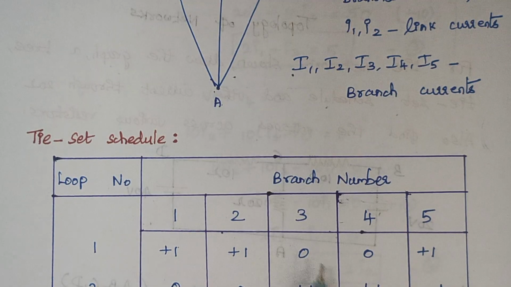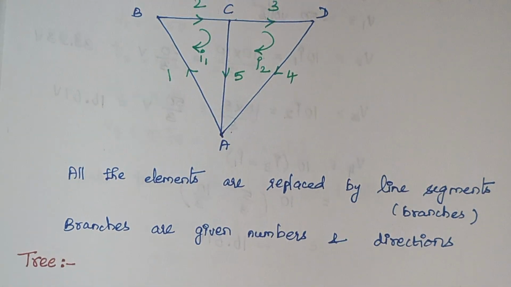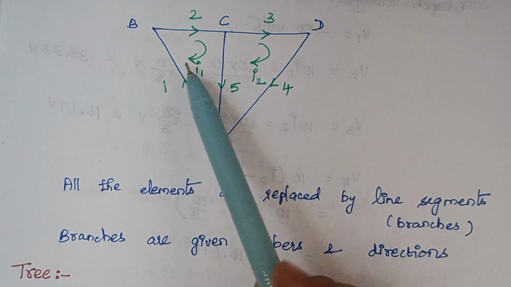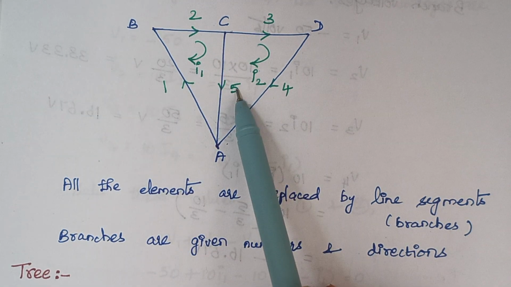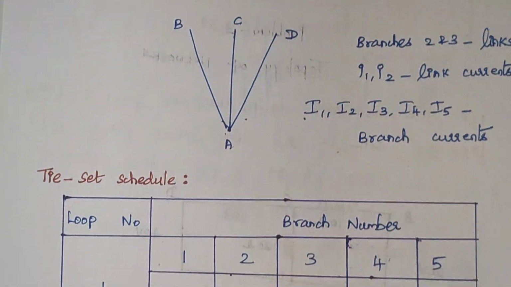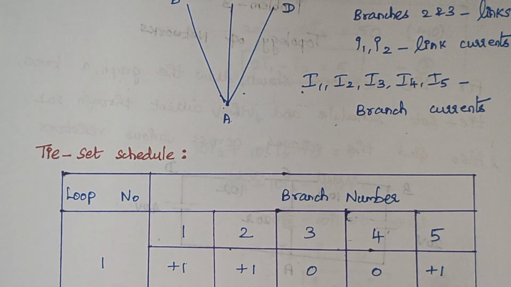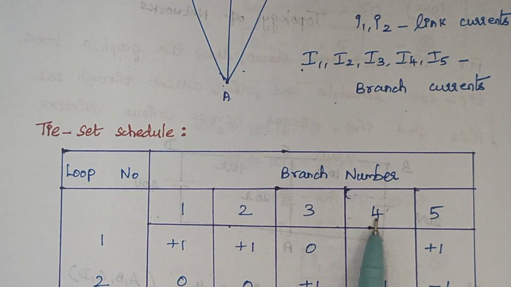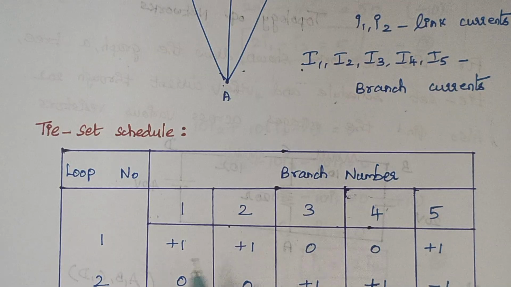Right, let us go by branch numbers, okay, that will be fine, right? So 1, 2 and 5 are the branches which form loop 1. So in 1, 2 and 5 you have to write the numbers. So 3 and 4, these 2 branches do not become a part of this one. Therefore here we are simply writing 0.